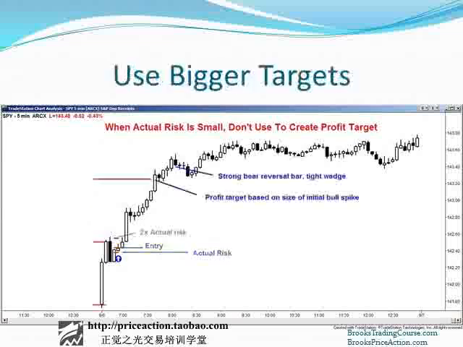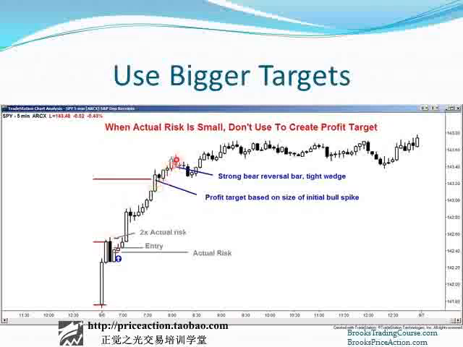Here's your 2 times actual risk, do not exit there. But if you use the body, the open of the first bar of the spike to the close of the second bar of the spike, you can come up with a projection up here and take half off, for example, at 1 times that height of the spike. When the market is racing up like this, you might decide, well, it's racing, I'm going to let it run. I'll wait until I see any kind of a reversal.